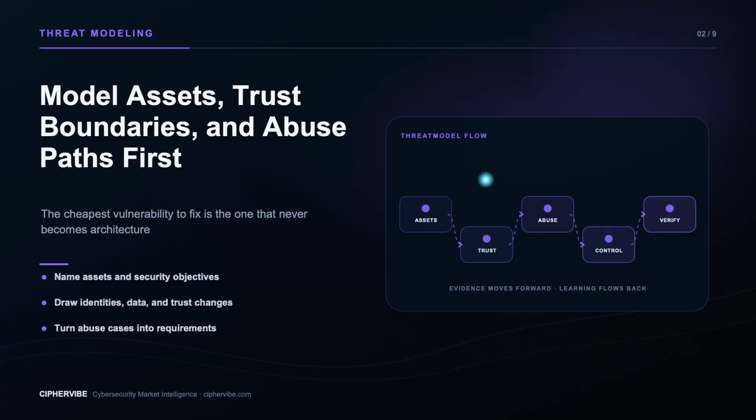Convert the important abuse paths into concrete requirements: server-side authorization on every object action, approved cryptography, deny-by-default network egress, bounded resource use, safe failure behavior, auditable administrative actions, and recovery procedures. Assign an owner and verification method. Revisit the model when architecture, data classification, trust, or exposure changes. A threat model is a living engineering artifact, not a one-time diagram.